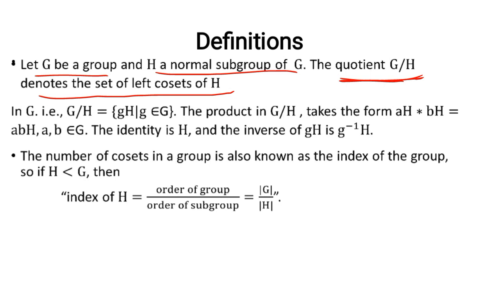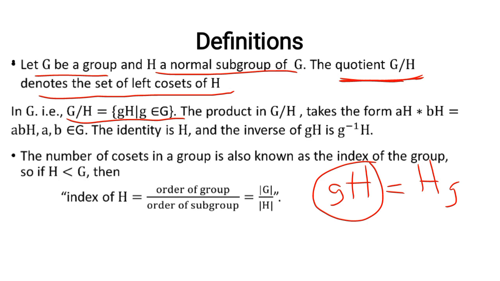How do we write that mathematically? You write it this way, okay? So remember what we said, it was normal if GH equals HG. So left cosets equal right cosets. Now the collection of all left cosets is written this way, okay? If you collect all of them, this is how you write them mathematically, okay?